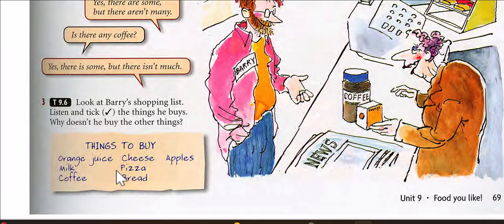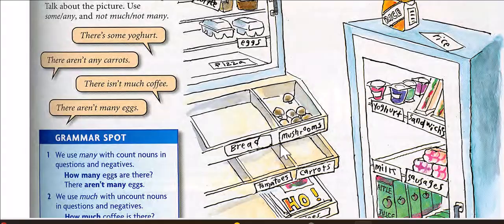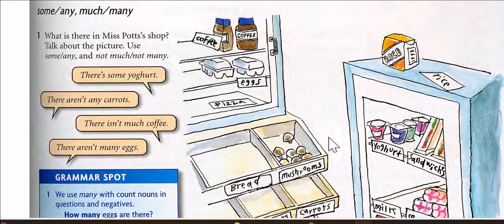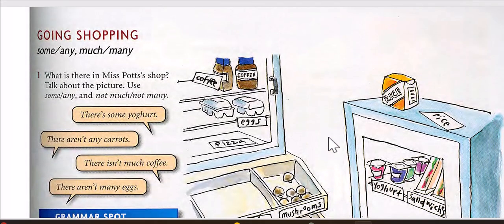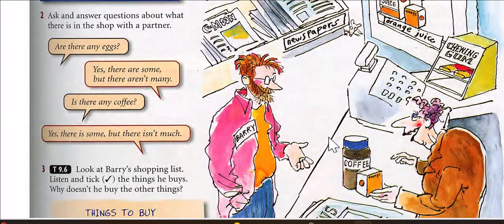Things to buy: orange juice, milk, coffee, cheese, pizza, bread, apples. Look at Barry's shopping list, listen and tick the things he buys. Why doesn't he buy the other things? So this is the shopping list of Barry, and he came to the shop. Look at the picture here and look at his list, and see what things he bought and why some things he couldn't buy.